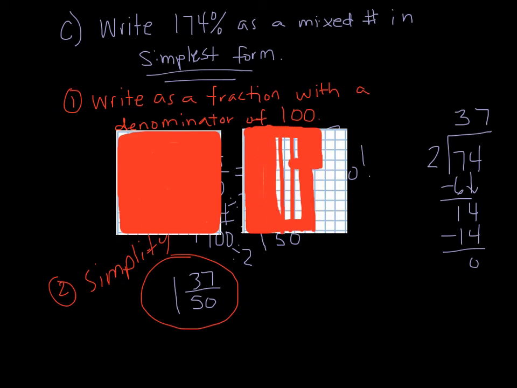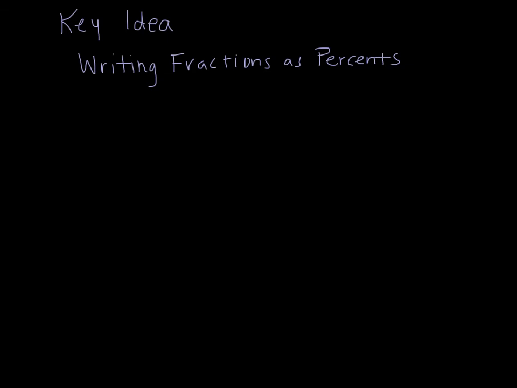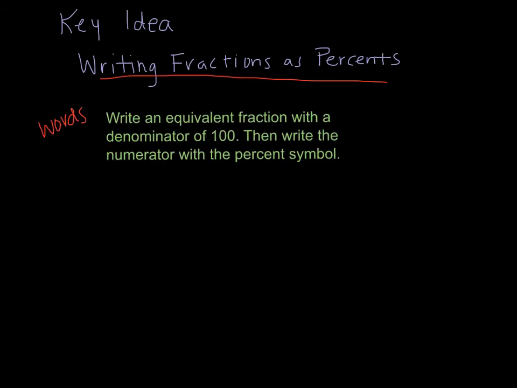Okay, and again, this is just for a visual, so you kind of have an idea of what it looks like on the graph paper. Okay, for this next example, we have a new key idea. Our first key idea was writing percents as fractions. Our new key idea is writing fractions as percents. So we're really going the complete opposite. In words, this means write an equivalent fraction with the denominator of 100. Then write the numerator with the percent symbol. So in numbers, it would look like this.